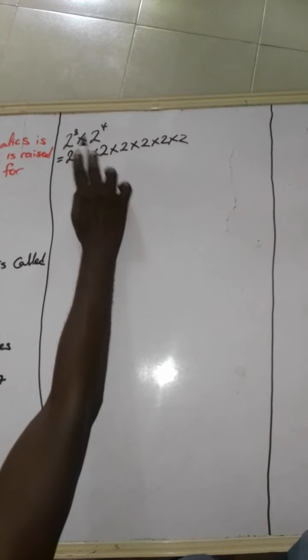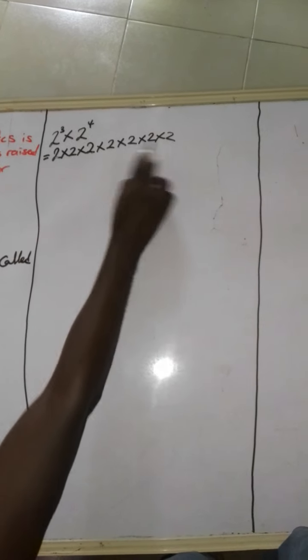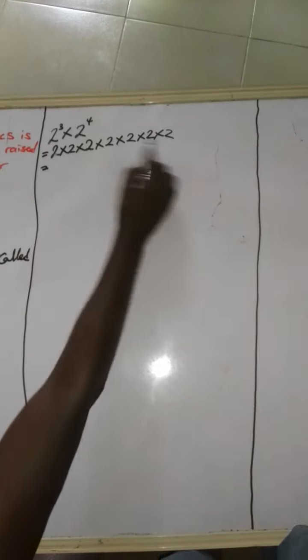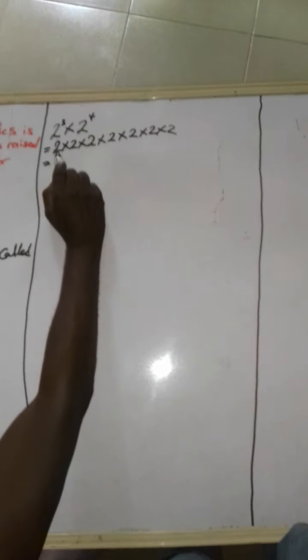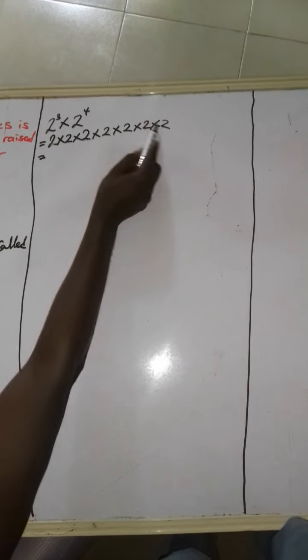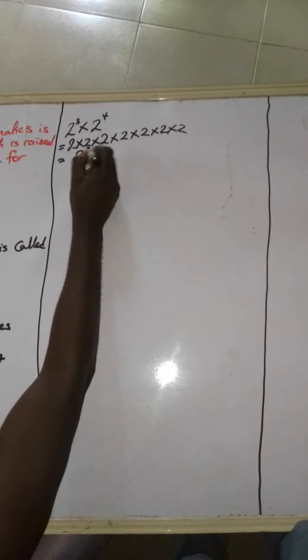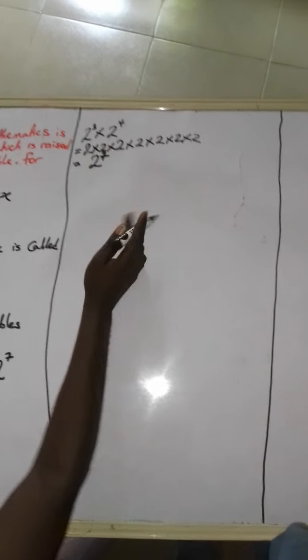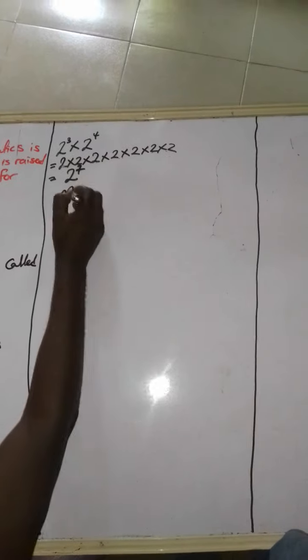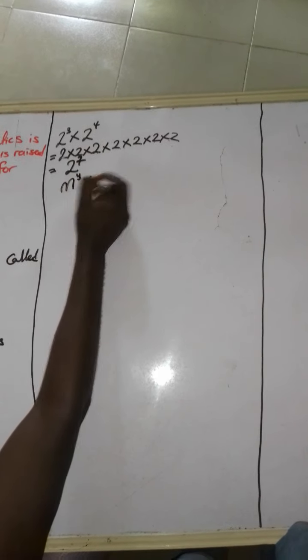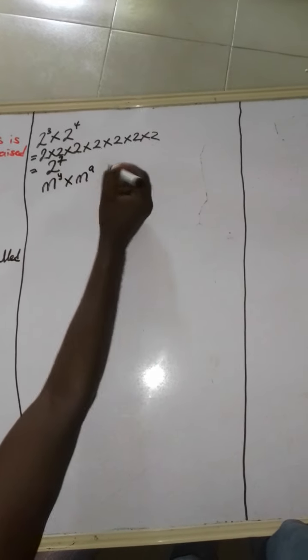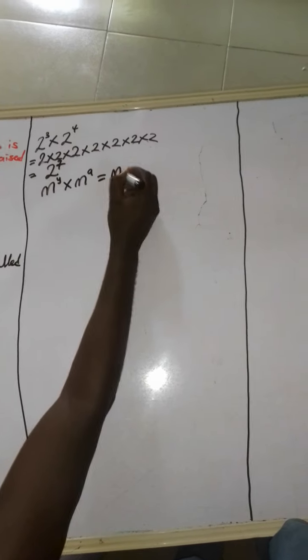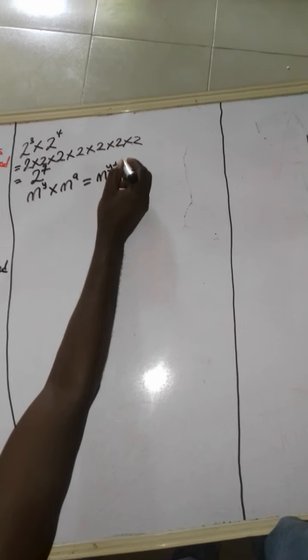So we have 2 raised to power 3 and 2 raised to power 4. When we add this together, just like we have 1, 2, 3, 4, 5, 6, 7. So we're going to have 2 raised to power 7. So this can come in form of any variable. That is, we can also have m raised to power y multiplied by m raised to power a. This will be the same as m raised to power y plus a.